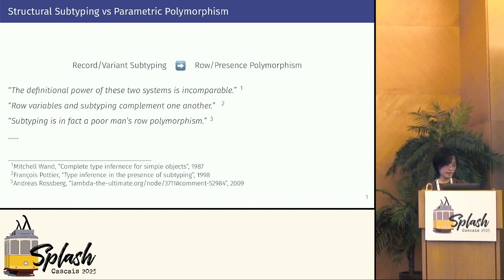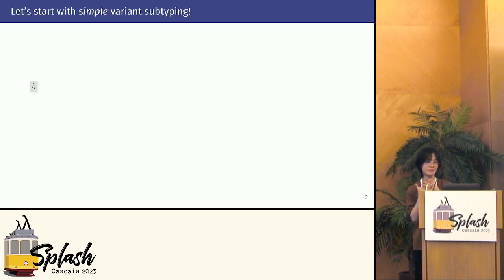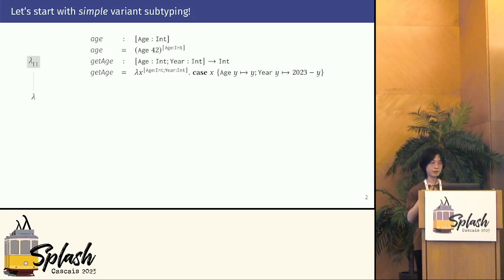Okay, so let's start with the simply typed lambda calculus. It has term variables, lambda abstraction, and lambda application, and we can extend it with variants. We write the square brackets for variants. So here we have a variant age. It has the label age with the integer 42, and there is only one label in its variant type. And we have a function getAge. It takes a variant that can either be the label age or the label year, and it calculates an integer from them. So there is an obvious type mismatch between the function and the variant.